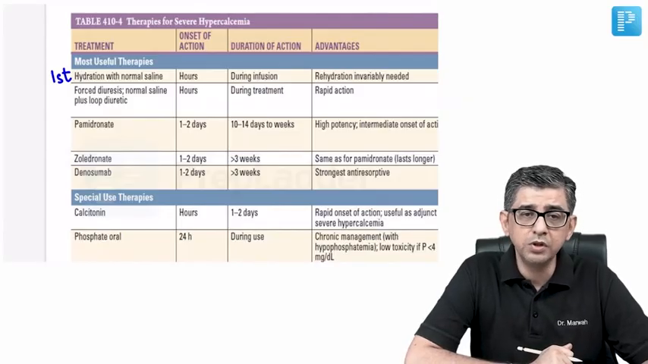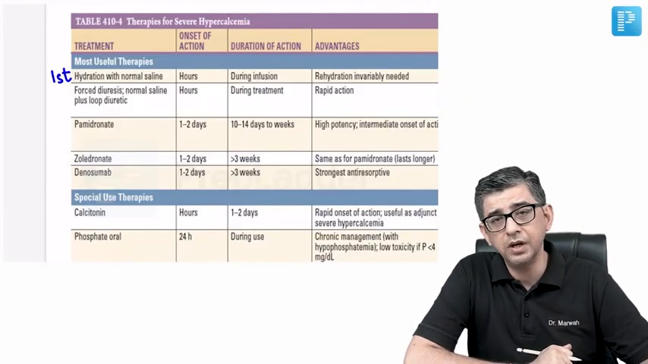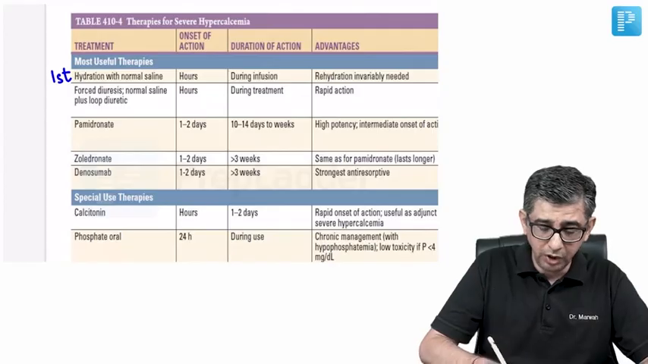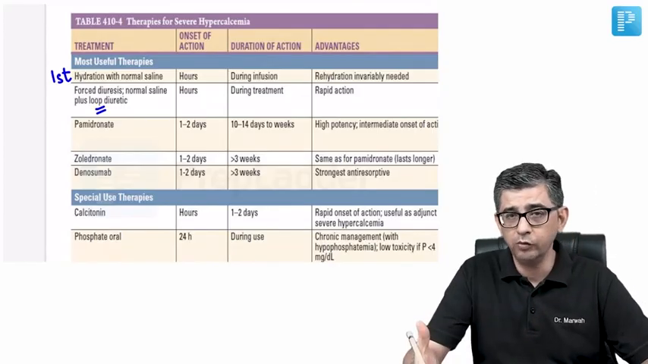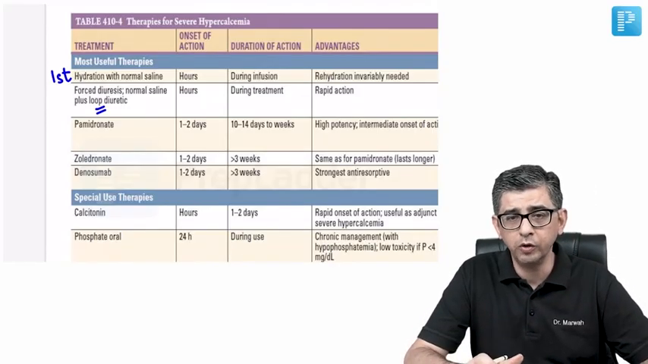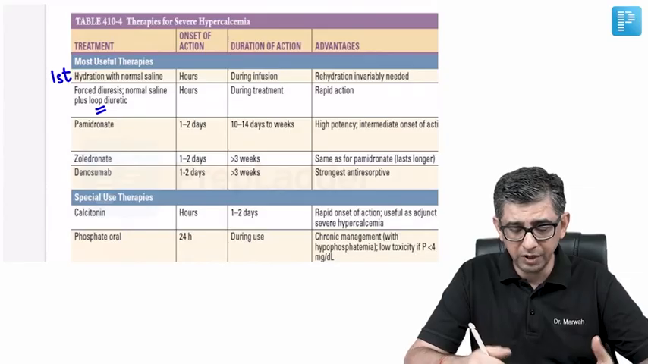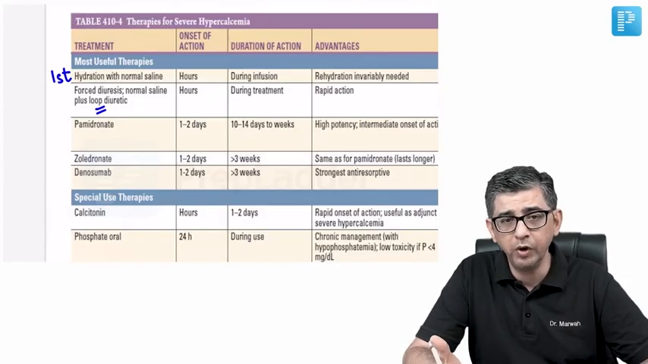Option number B says forced diuresis, where it is written normal saline plus loop diuretic. The advantage of this loop diuretic is, again, it will cause calcium loss in the urine of the patient, plus at the same time, the saline component will also cause hemodilution.